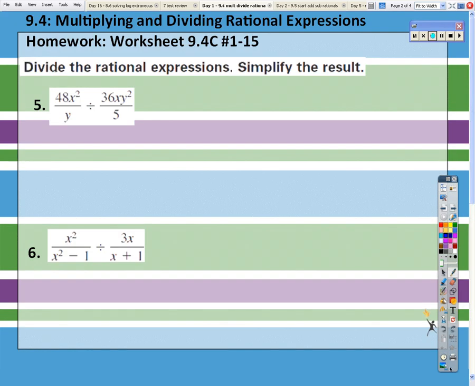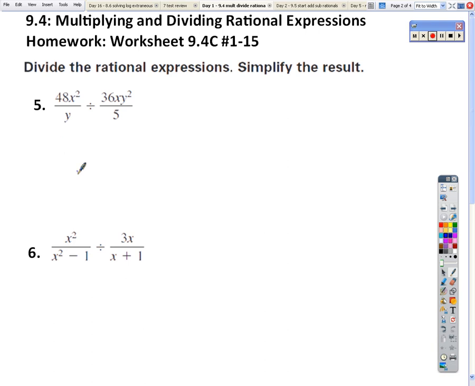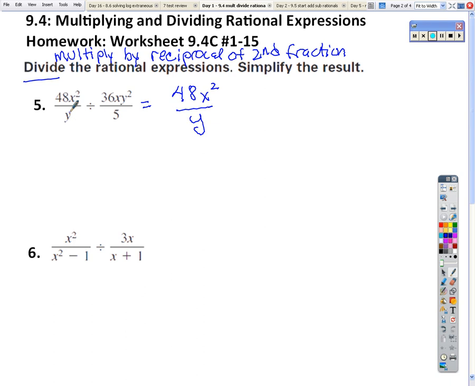Now, dividing is multiplication in disguise. When you divide fractions, that's really multiplying by the reciprocal of the second fraction. So if I'm going to rewrite number 5 as a multiplication problem, I'm going to rewrite my first fraction. Now I'm going to multiply by the reciprocal, which means flip this fraction.